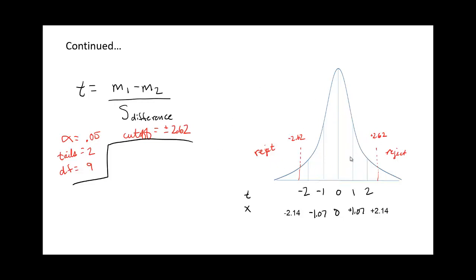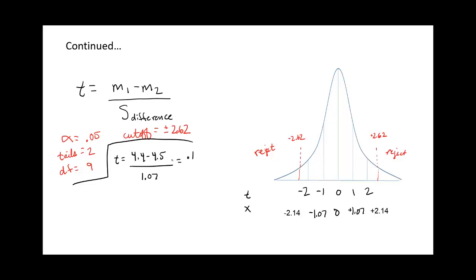And remember, these are the differences. So if the difference between our two groups is greater than positive 2.62 or less than negative 2.62, then we have a significant finding. So let's go ahead and calculate our t-statistic to find out if we have a significant difference between the groups. T is equal to the mean of group 1, which was 4.4, minus the mean of group 2, which was 4.5, divided by the standard deviation of the difference between the groups, which was 1.07.